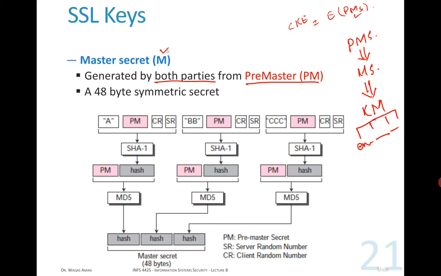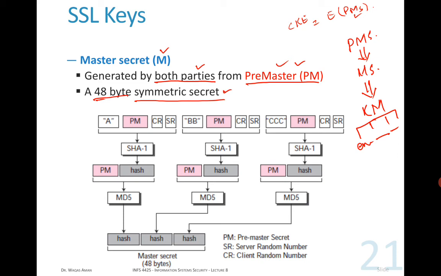So the master secret, MS or M, is generated by both the parties from where? From the pre-master secret that has been created and shared by the client. It is a 48-byte symmetric secret. Why symmetric? Because it is derived from a single common key, so it is also a symmetric key. And what is the length of it? 48 bytes. How is this generated?